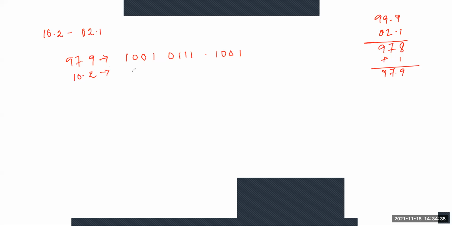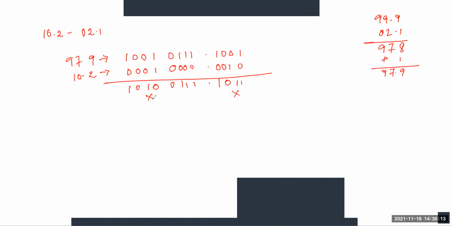So 10.2 is 0001, 0000, point 0010. We add here, so it is 1011 point 1010, and this is 1010. So this is invalid BCD and this is also invalid BCD.